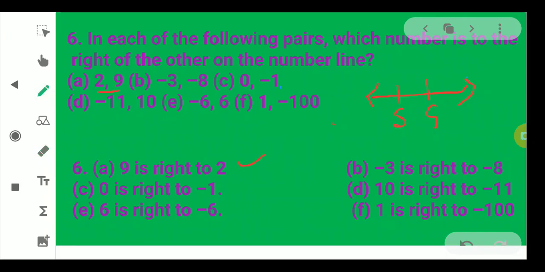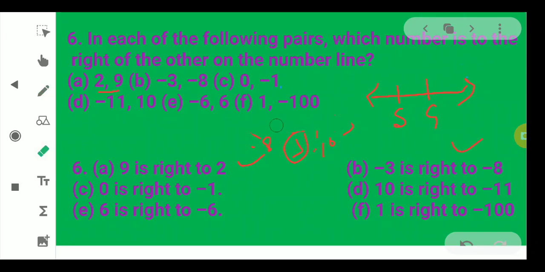Then minus 3, minus 8. Now for the negative integers, when we see the number line, suppose this is 0. We start with minus 1. So minus 3 will be somewhere here and minus 8 will be somewhere here. So the greater one is minus 3. So it will be on the right side. So our answer is minus 3.